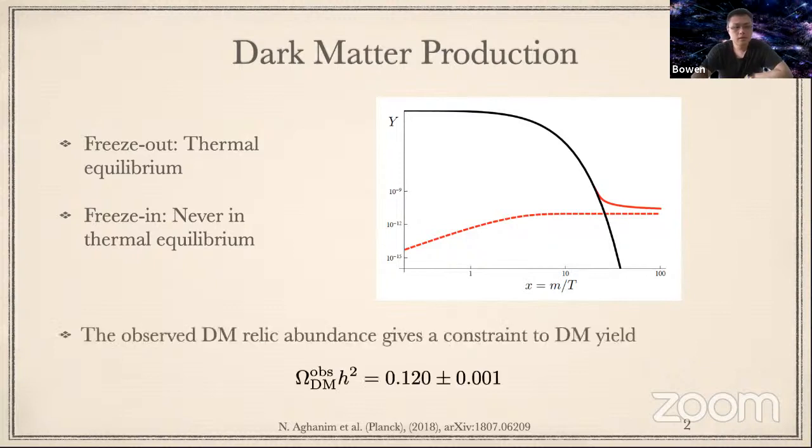In any case, the final relic abundance should meet the observed one, which is measured by the Planck collaboration. This gives one of the constraints to our result. And in this talk, we will assume the dark matter is produced through the freeze-in mechanism.